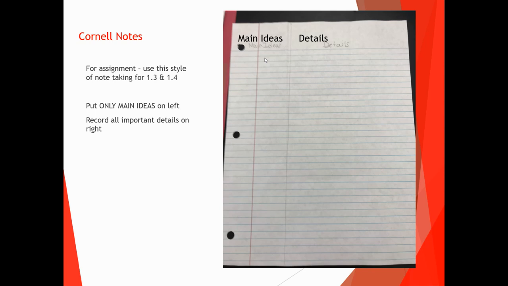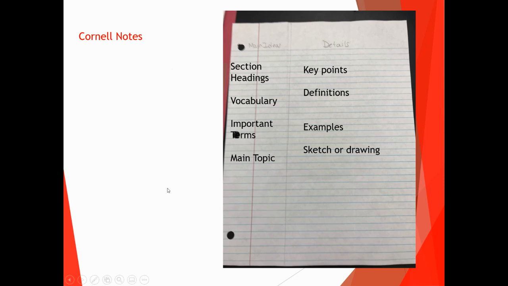So part of what I recommend is going through here and attempt to take what's called Cornell notes. And you've probably done some of these in other places, but I think these couple sections really lend themselves very well to Cornell notes. So you're going to have things like section headings, vocabulary, important terms, main topics in this left-hand section. And in the right-hand section for the details, you're going to have things like key points, definitions, examples, sketches, or drawings. So I'm going to have you do that for sections 1.3 and 1.4.